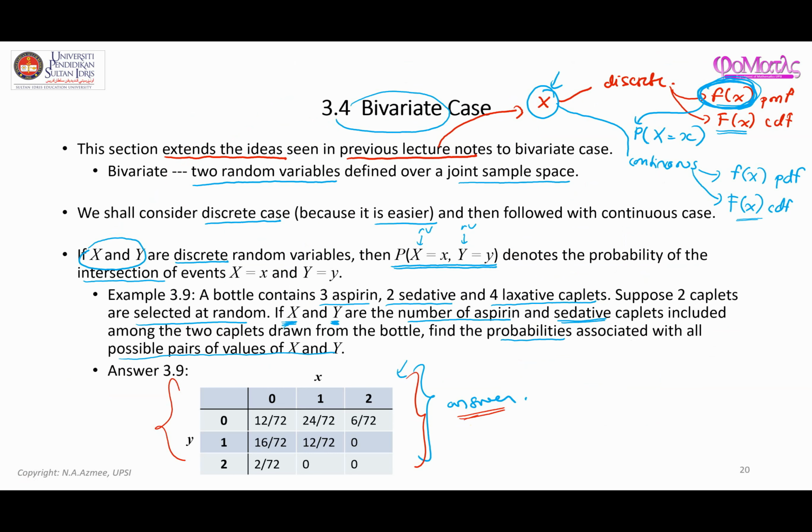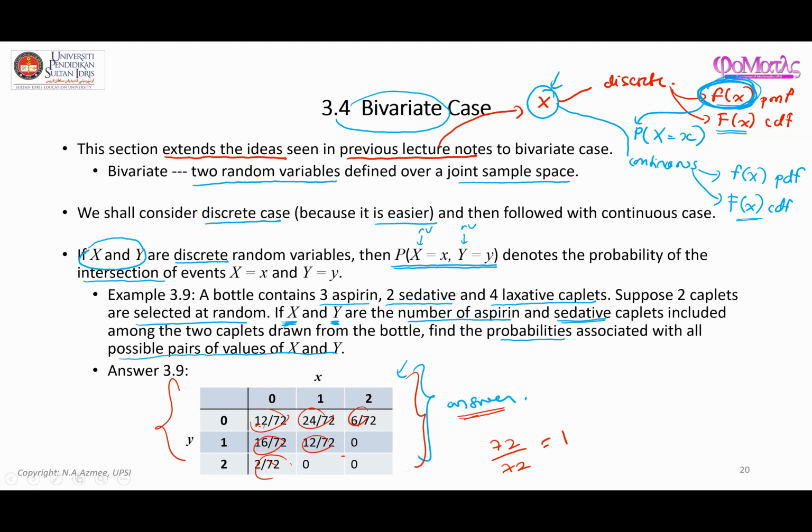And you can see that this is definitely the joint probability distribution because all the probabilities are non-negative, and if you add them all up, 12 plus 24, 6, 12, 16, 2, you will get the total of 72 over 72, which is equal to 1, right? Okay, that's the idea of joint probability distribution.